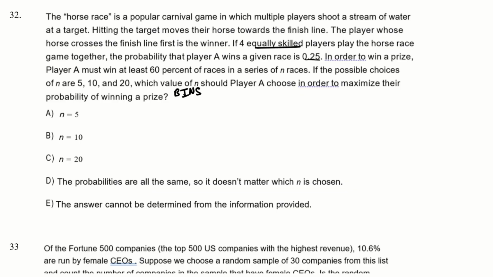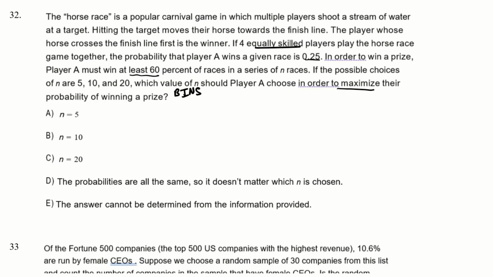Okay, so in order to win, you have to win at least 60% of the races. So we're going to calculate the probabilities for 5, 10, and 20 to see if they're the same, or if one is greater than the others, because we want to maximize the chances that they win. All right, so let's do n equals 5 first. In that case, we're going to use a binomial.